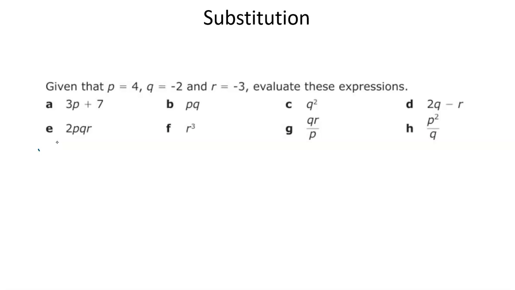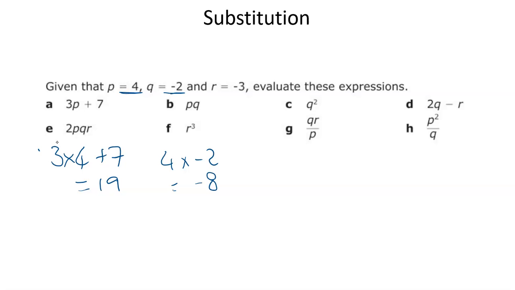There we go. Right, so 3p is 3 times 4, replacing it with the 4, plus 7. And we can just work this out. 3 times 4 is 12 plus the 7 equals 19. Part B says p times q. I don't know what either of these are, but they are given as 4 and minus 2, so it's going to be 4 times minus 2. I just replace the p with the 4, the q with the minus 2, and the answer is minus 8.